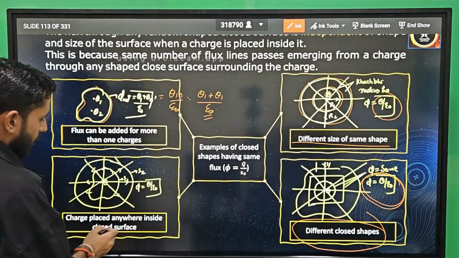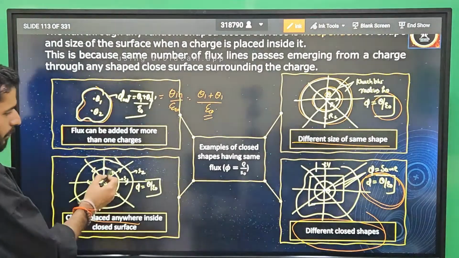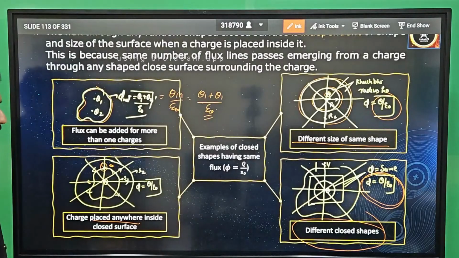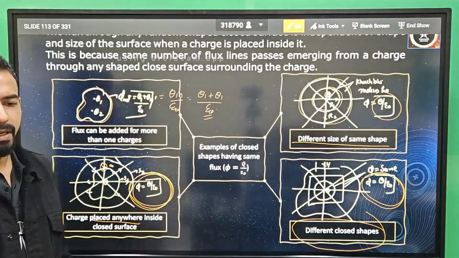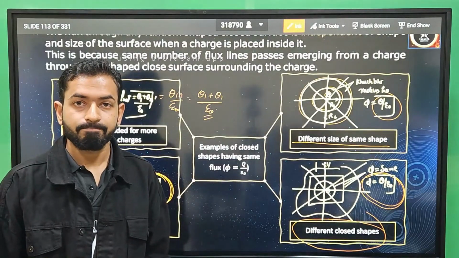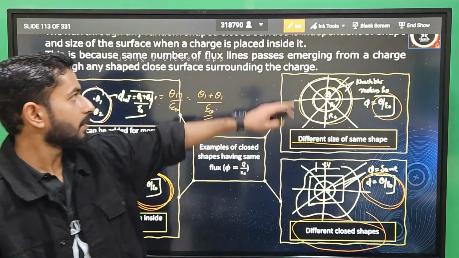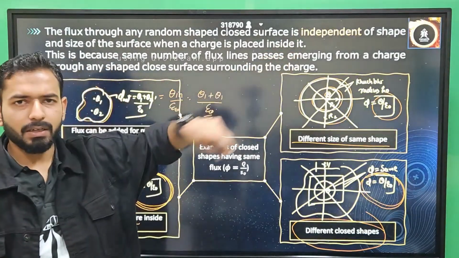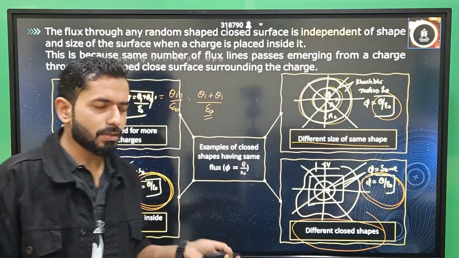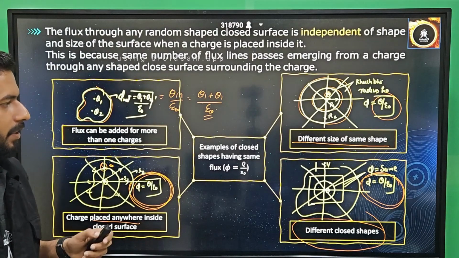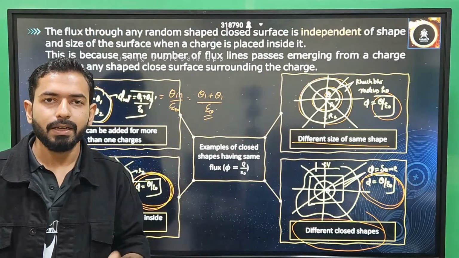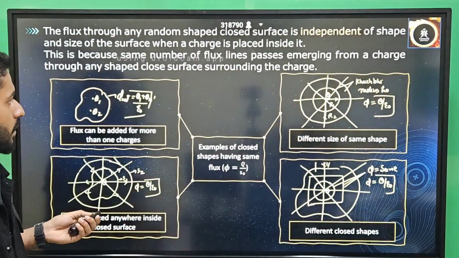Let's change the charge place anywhere. Let's suppose I want to keep it here. Unless it is inside that shape, there is no difference. Still the electric flux will be Q divided by epsilon naught. This is a very good result, because it does not depend on the surface, what kind of shape or size you are taking. The only thing it depends on is that the charge should be inside your closed surface. Okay.